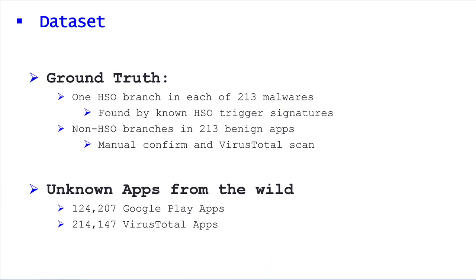We have two separate data sets. One is for ground truth, one is for our measurement study. In the ground truth, we have a 213 positive data set and a 213 negative data set. And in the large scale data set, we have more than 120,000 Google Play applications and more than 200,000 voice tutor applications.